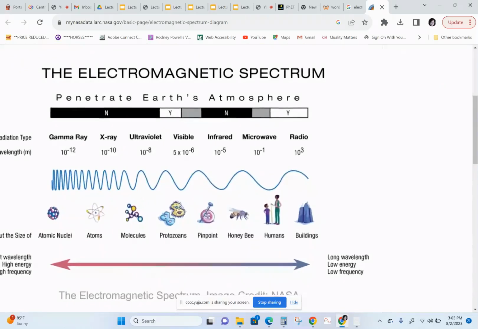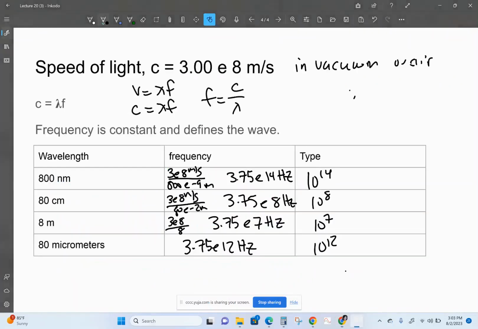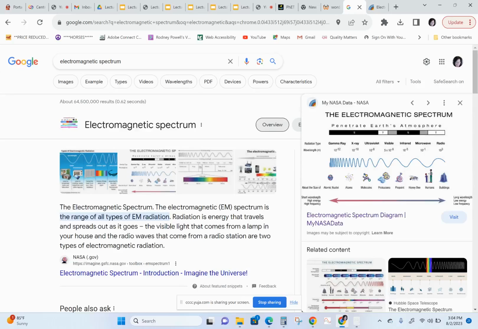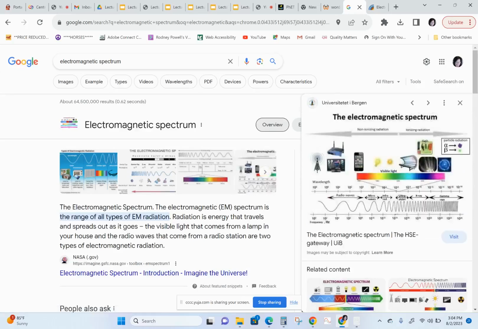So if we blow this up, we see that 10 to the negative 12th is a gamma ray. But we need 10 to the 12th. And actually, oh, these are wavelengths. That's my bad. Okay, not the best one. Sorry about that, guys. Need to find one that has frequencies on it. Here we go.